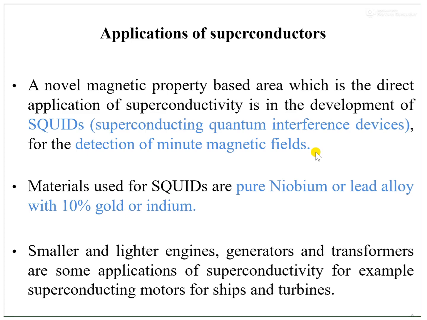In other applications, smaller and lighter engines, generators, and some transformers used for electricity are applications of superconductivity. For example, superconducting motors are used for ships and turbines. So these all are applications of superconductors.